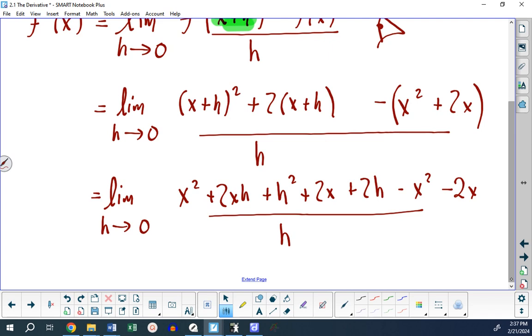Then we expand the 2 times the x plus h, and that looks okay, and I'm subtracting those two terms. So we get, of course, the x squared here and the negative x squared annihilating each other. We get the 2x and the negative 2x taking care of each other. And everything that is left is in terms of x or h on the top.